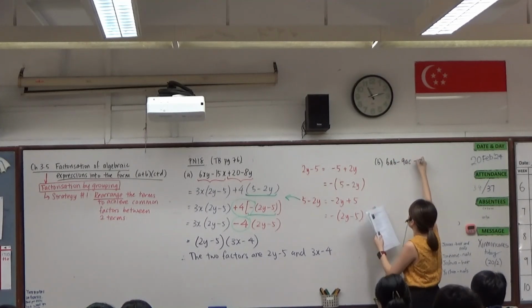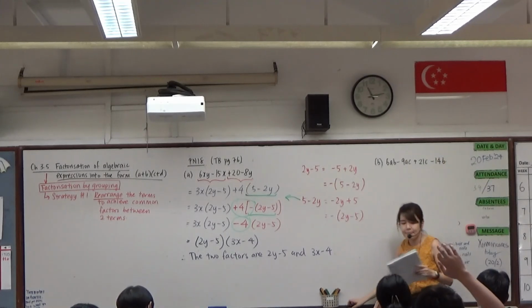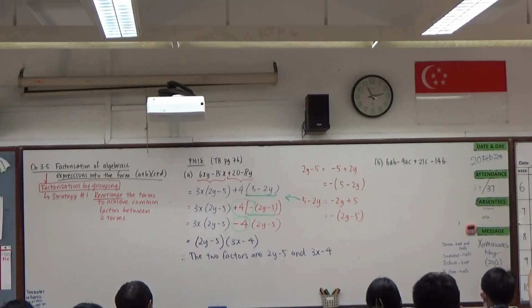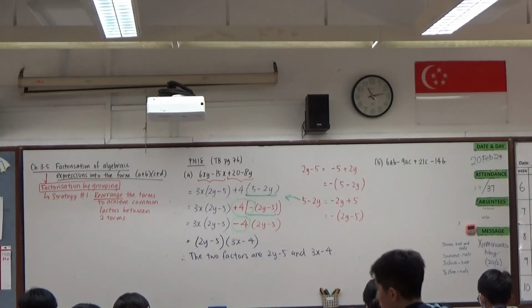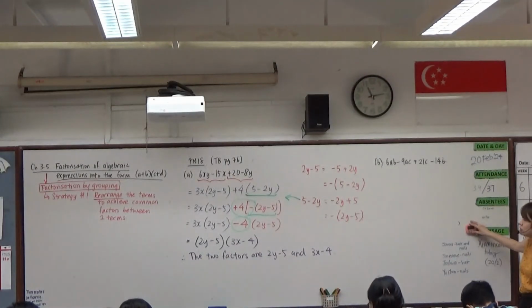minus 9ac plus 21c minus 4. Okay, yes, proceed. Okay, make it fast. Yeah, I'll give you 3 minutes to go on this, right?